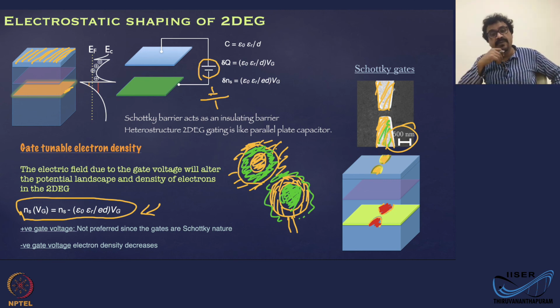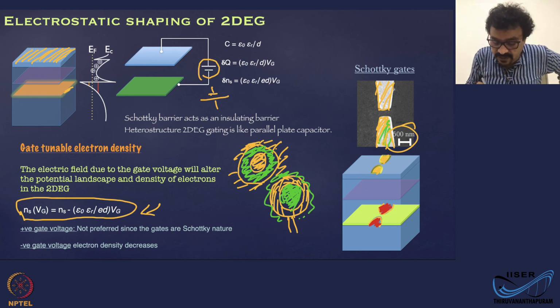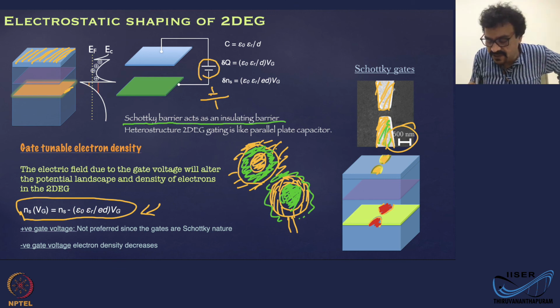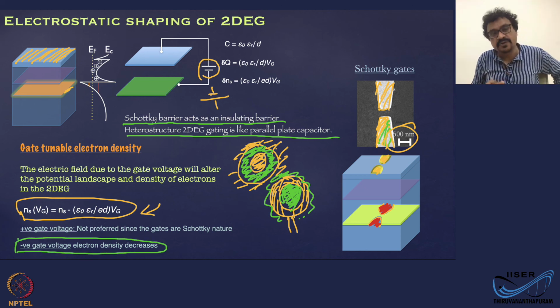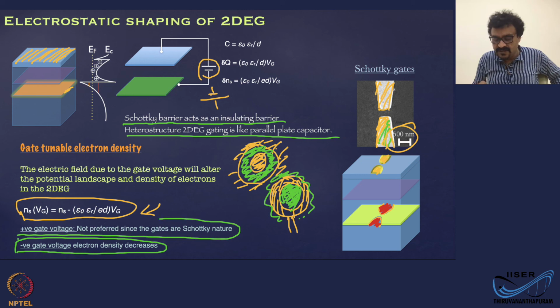But you have to remember that you are going to apply only negative voltage, because negative voltage is going to give you the Schottky barrier, and positive voltage is not really preferred for a two-dimensional electron gas, because that is going to inject carriers.